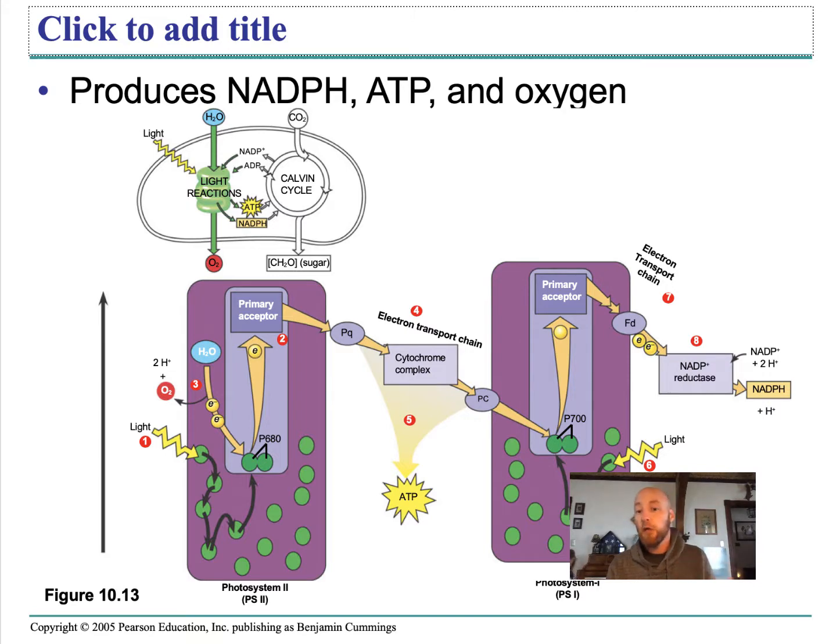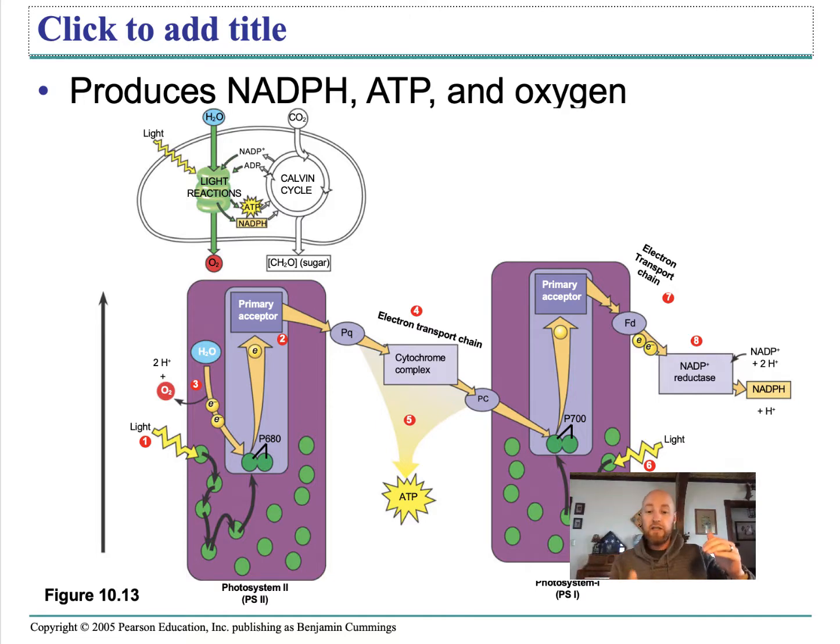It's a spinning turbine. Where this is different now than cellular respiration is that electron doesn't fall all the way down in energy. The electron gets received by another photosystem, photosystem 1. That photosystem will harvest more light energy and re-elevate the electron to an even higher level.